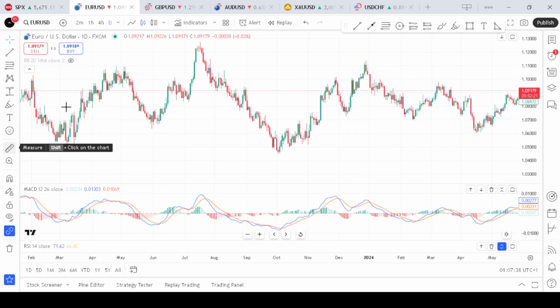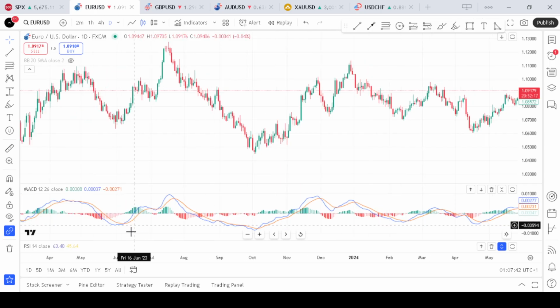Now, what is the MACD? The MACD is basically the moving average convergence divergence, a technical indicator used to measure the strength, direction and momentum of a trend in the market. It is widely regarded as one of the most effective tools for analyzing price action and identifying potential trading opportunities.